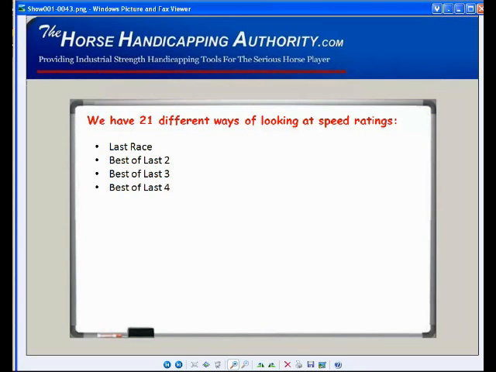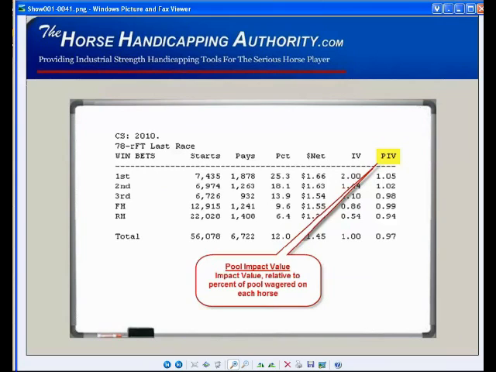By the way, I have a question. It says, PIV, what does 1.05 mean? 1.05 means that horses ranked first for this factor outperformed the public's estimation by 5%.